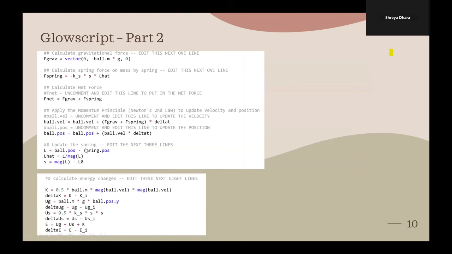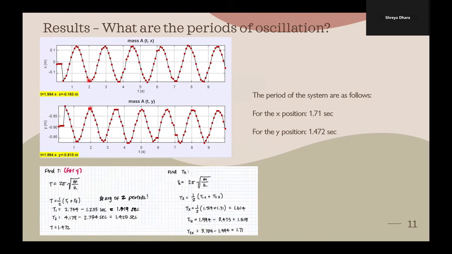And then here, I went on to find the gravitational force acting on the mass, which is just mg in this case, and then the spring force, and then the net force is going to be the gravitational plus the spring force, and then I used the velocity and position update formulas to update the position and velocity of the ball. And then we update L hat and s, which are used in calculating the spring force, and then I calculated the changes in energy below.